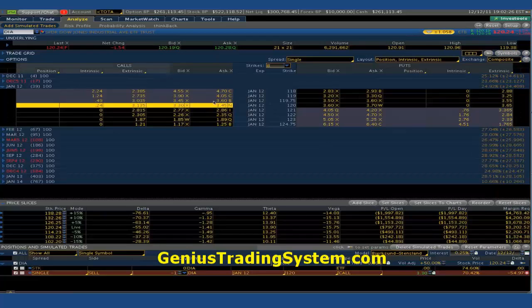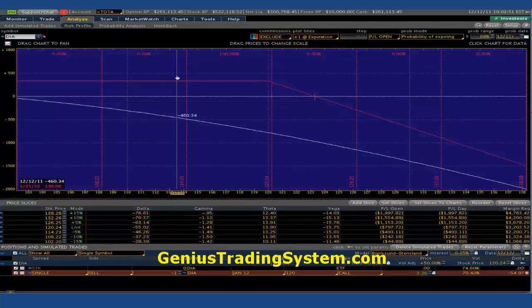And we think that the diamonds are going to stay at 120 or fall below 120. If it goes above 120, we start to lose money. If it stays at 120 or falls below 120 by expiration, then we've been able to capture the entire profit of this option that we've sold. Let's go over to the risk profile and take a closer look.